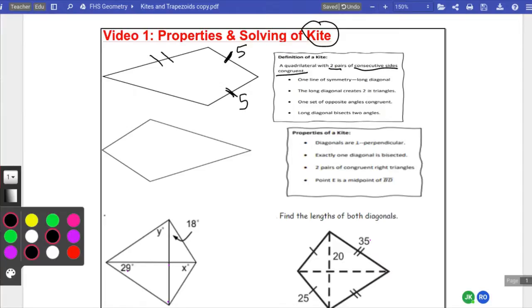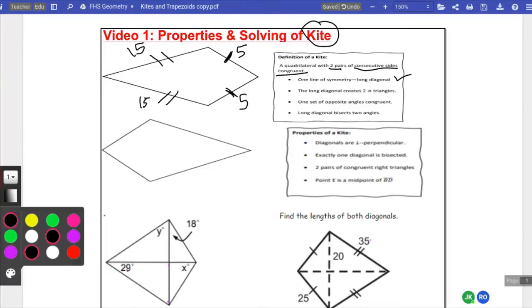Also, this side right here would also be congruent to this side. So for example, if this was 15, this would also be 15. All right, so that's an easy way to identify the sides. Next, we said one line of symmetry at the long diagonal.